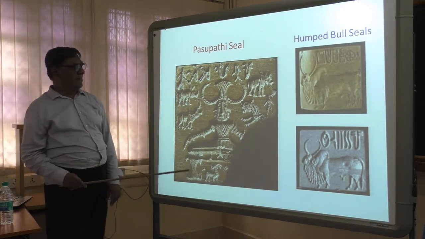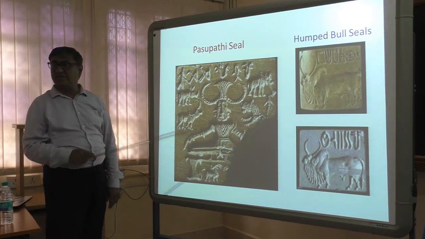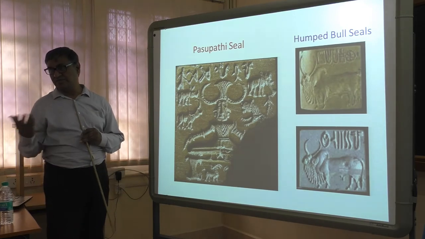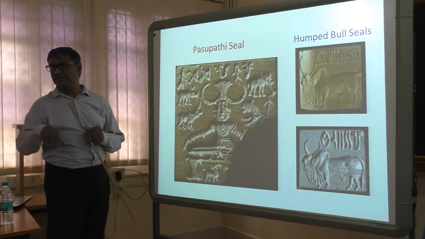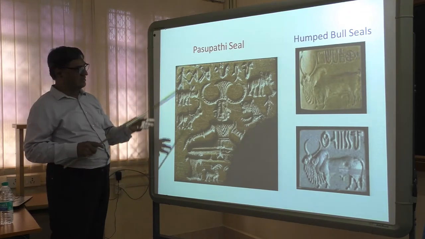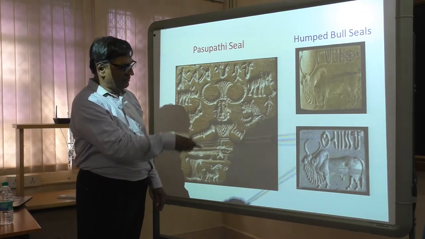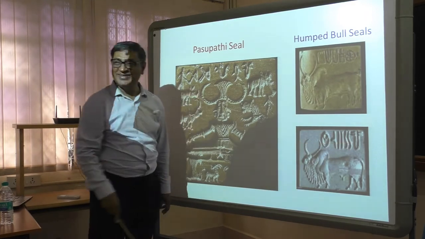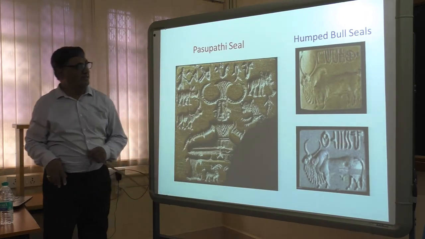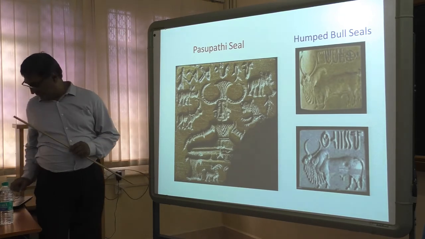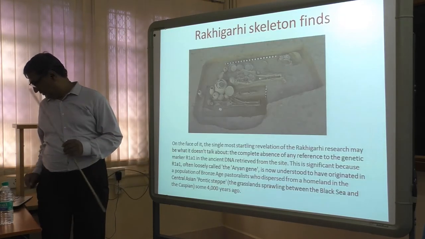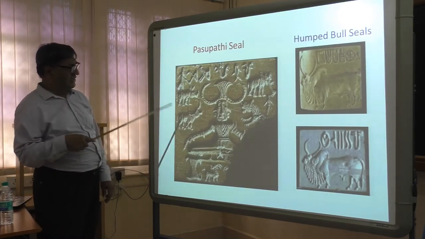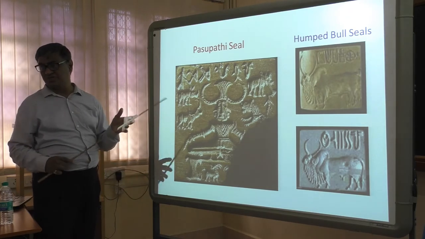It's a question. It is listed as Lord of the Animals. And who is the Lord of the Animals? First of all, Shiva. In the Indus Valley, they found this humped bull. And what is written here? This Pasupati seal is interpreted as a primitive form of Shiva.